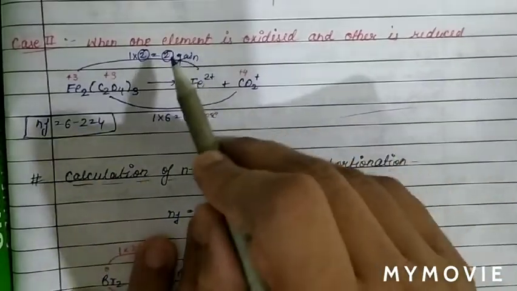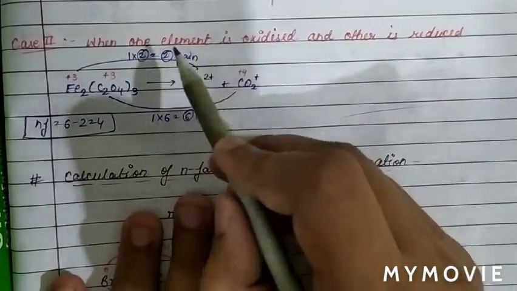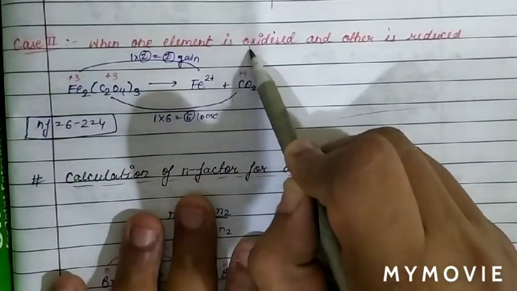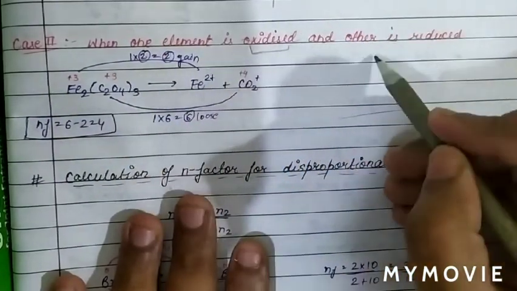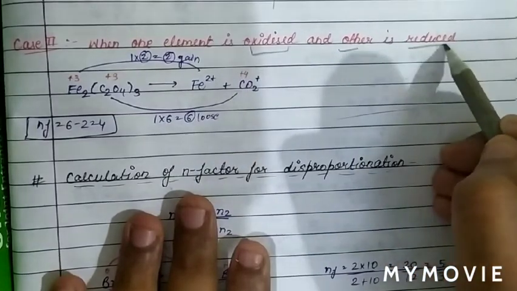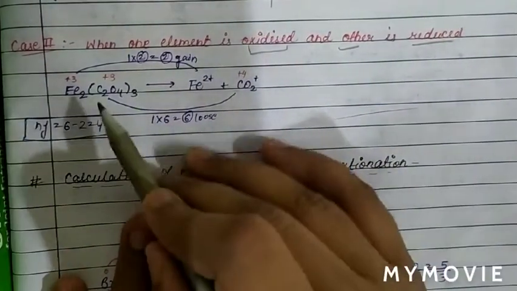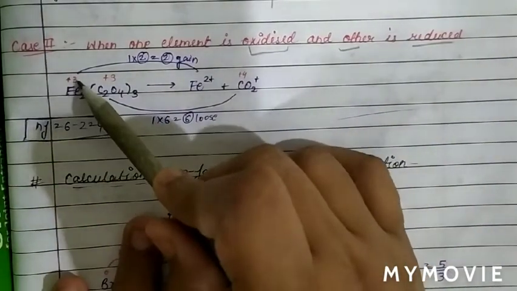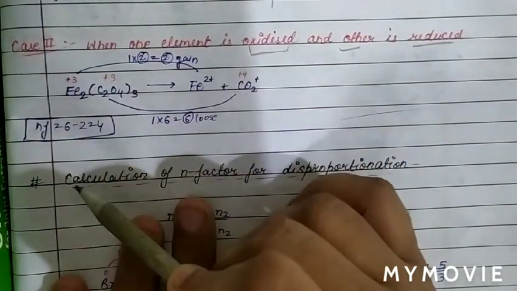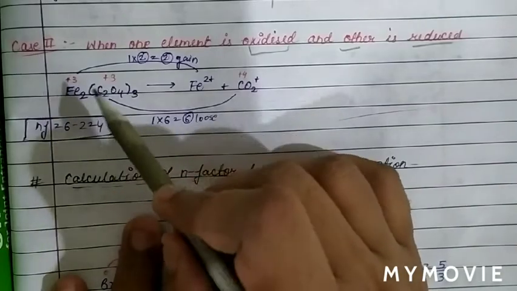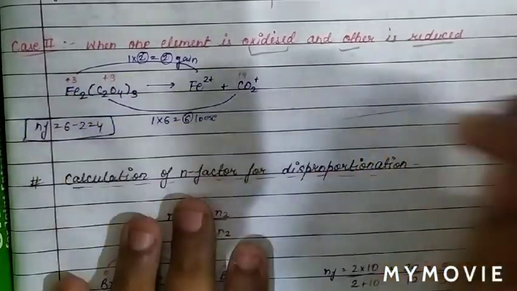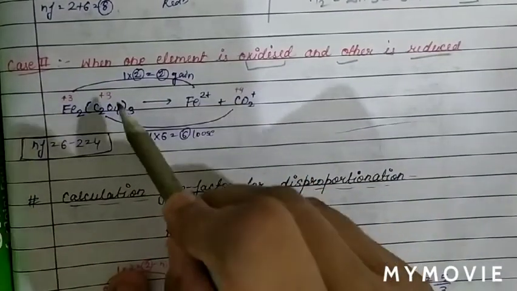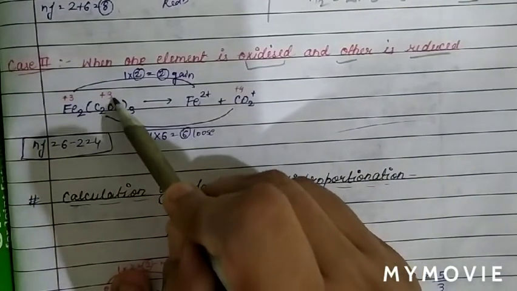See the next case for calculation of n factor: the compound in which one element is oxidized and other element is reduced. Now see the case of ferric oxalate, because iron is present in +3, so it is ferric oxalate. As we can see, the oxidation number of iron in this compound is +3, and the oxidation number of carbon in this compound is +3.